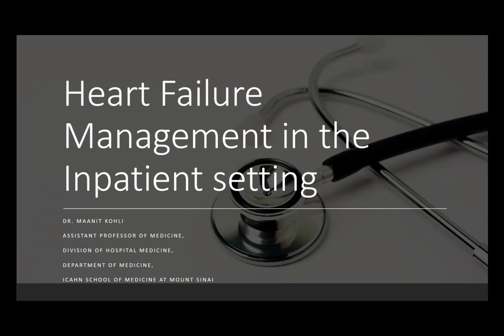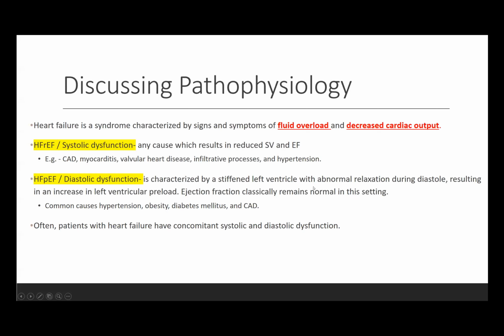Okay, let's start. Heart failure in the inpatient setting. Before we go any further, we need to understand where the symptoms of heart failure come from and what the basic pathophysiology behind it is. The two major pathophysiologies are fluid overload and a decrease in cardiac output. And the two basic categories, which I'm sure all of you are aware of, are heart failure with reduced ejection fraction and heart failure with preserved ejection fraction.